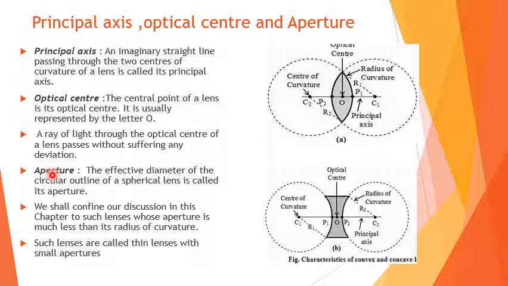Then aperture. Last time also we have seen, the effective diameter of the circular outline of a spherical lens is called its aperture. The diameter of this is called the aperture. We shall confine our discussion in this chapter to such lenses whose aperture is much less than the radius of curvature. So we are talking of very small lenses. Such lenses are called thin lenses or lenses with a small aperture. Those lenses we are going to study.